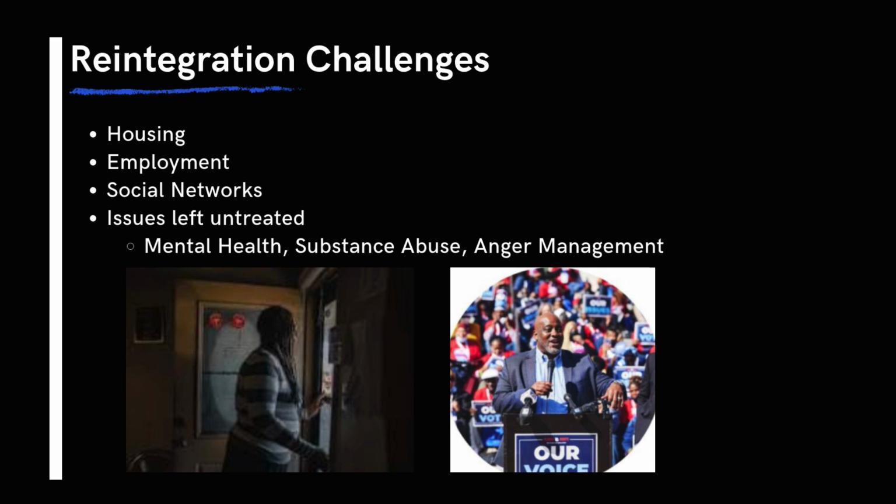And then, of course, there may be additional challenges if the offender had pre-existing mental health or substance abuse issues that were left untreated while serving a sentence. It is likely that those issues, if left untreated, probably got worse while incarcerated. And reintegration must help those individuals in order to reduce the risk of recidivism.